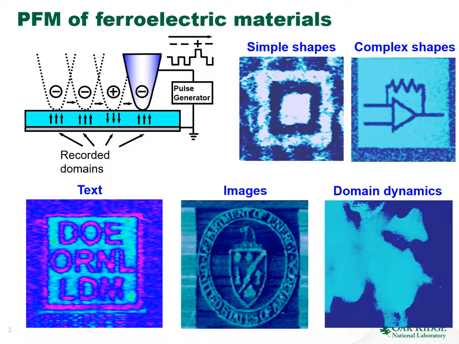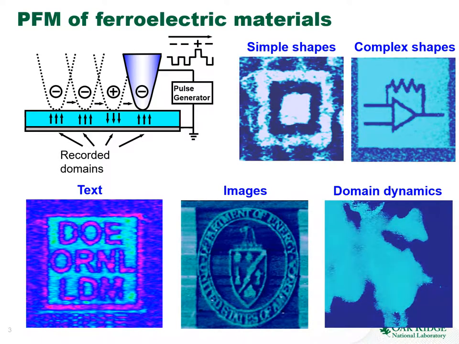And of course, this approach was invented quite a while ago. And basically everyone who starts to do PFM starts with writing a simple shape. So for example, this is the standard pattern of domains in the form of squares of decreasing size that everybody uses as a way to test whether your material is ferroelectric or not.